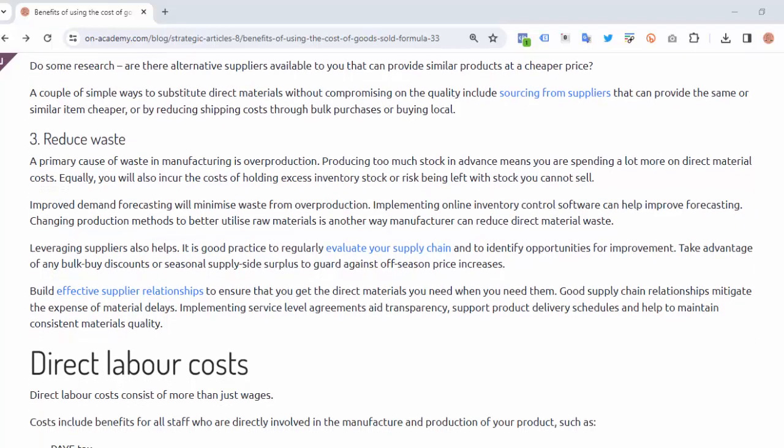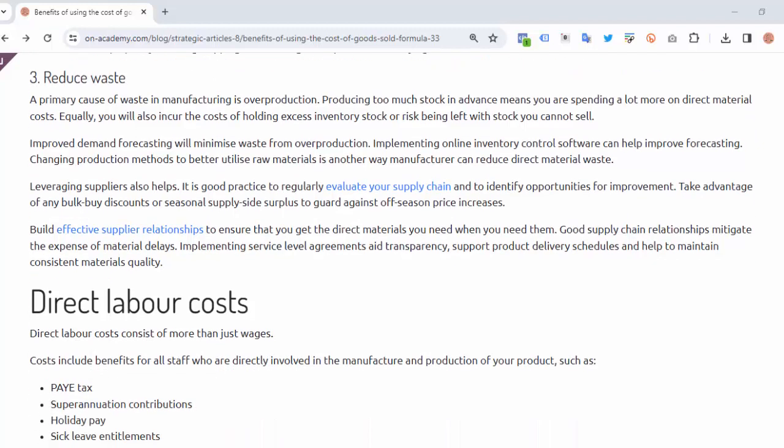Step 2. Calculate direct labor hours. Next, calculate your direct labor hours. This measures the number of working hours it takes to produce one unit. To calculate this, divide the number of hours needed by the number of units produced. The formula to calculate direct labor hours can be expressed as labor hours / units produced = direct labor hours.